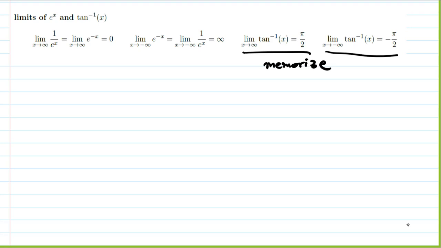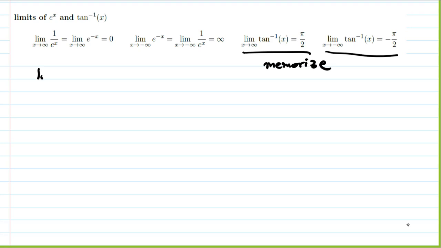The other ones are when we have e to the x, we get the following limits. The limit as x goes to infinity of 1 over e to the x is the same as the limit as x goes to infinity of e to the negative x, which is 0. And the limit as x goes to negative infinity of negative e to the x is the same as 1 over positive e to the x, which is infinity.